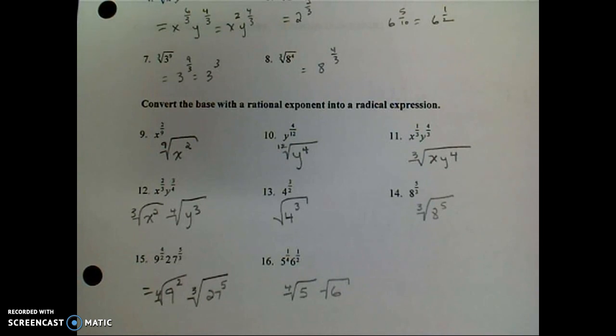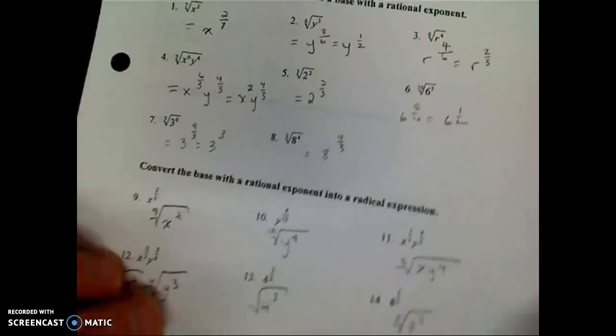15, again, two different indices. 9 squared, and then taking the 4th root of that. And 27 to the 5th, taking the cube root of that. And in 16, the 4th root of 5 times the square root of 6.